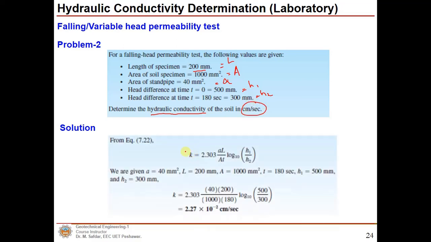So we can simply use this equation. K is equal to 2.303 small a L divided by A T log to the base 10 H1 divided by H2, and we will find out the hydraulic conductivity is equal to 2.27 into 10 raised to the power minus 2 centimeter per second.